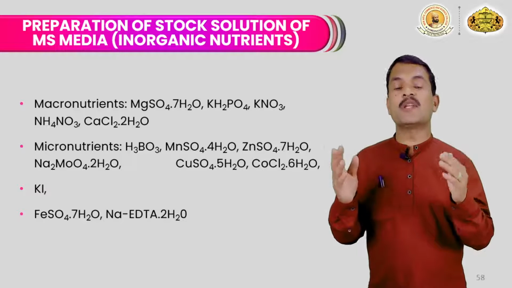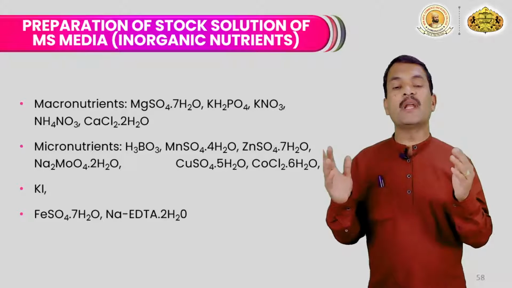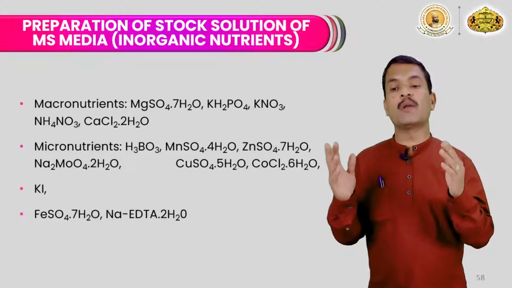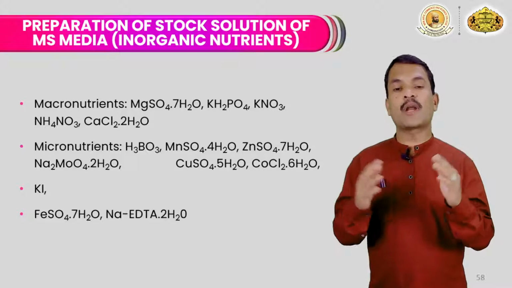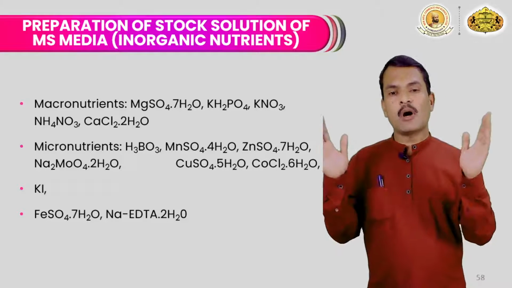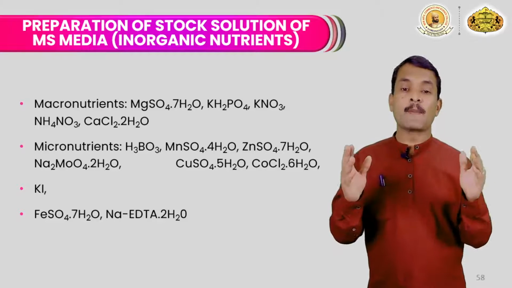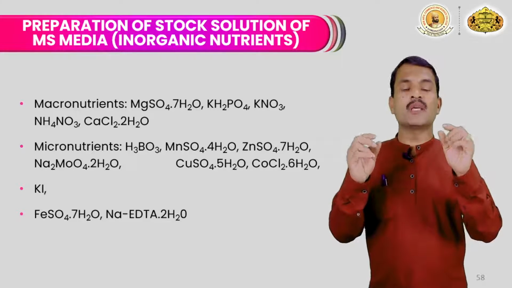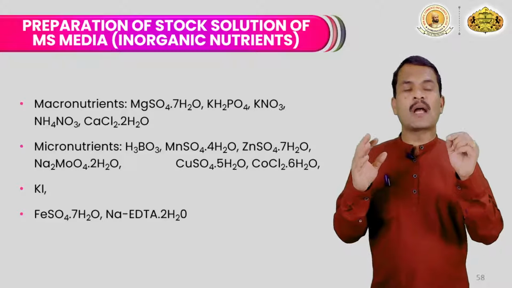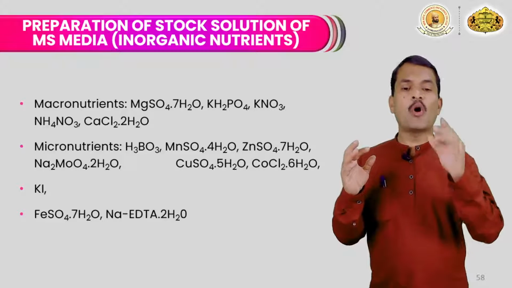So copper sulfate is the source of the copper, sodium molybdate is the source of the sodium and molybdenum, and cobalt chloride is the source of the cobalt and chlorine. All these things are mixed one by one, so you need to mix them properly. Some elements, like molybdenum or copper, are needed in very small quantities.